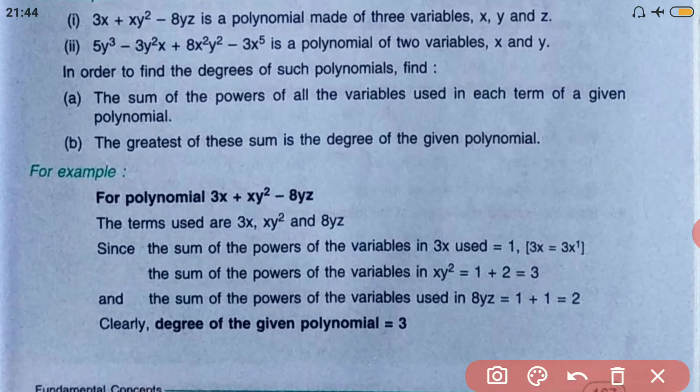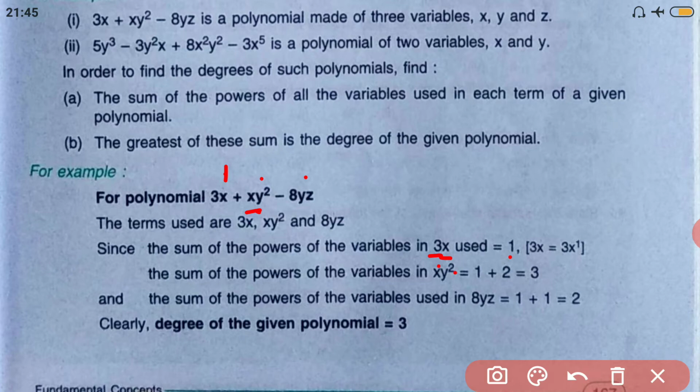For the polynomial here, 3x plus xy square minus z, it has three terms, and for each term I shall find the sum of the powers of the variables. In 3x, there is only one variable, so it is 1 only. So the first term has power 1. The sum of the powers of the variables in the next term should be 3. Why 3? Because x has power 1, whereas y has power 2.